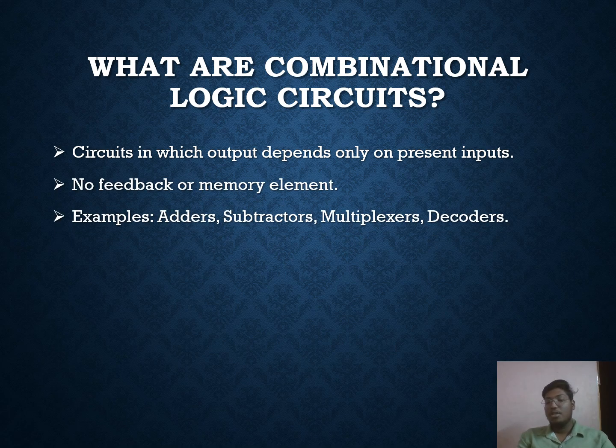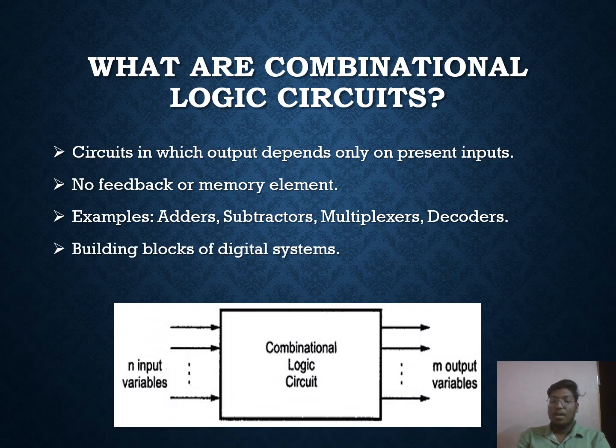Examples of combinational logic circuits are adders, subtractors, multiplexers, decoders, etc. Adders and subtractors are used to perform binary addition and subtraction. Multiplexers are used to select data, and code converters are used to convert code from binary to gray, XS3 and so on. Okay, let us see the basic block diagram of the combinational logic circuit. It has inputs and outputs. The inputs of the combinational logic circuit are called excitations and the outputs are called responses.